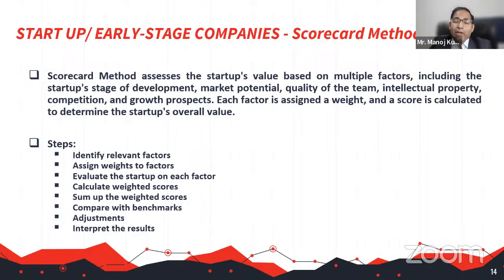So let's say equal weights may be given to all these 6-7 factors, or different weights can be given to various factors, and that determining factor is applied to the fair valuation determined under, let's say, the first Chicago method, and that will be considered by the investor to put in the money. These are more subjective kinds of valuation, but they are very well prevalent in the startup industry.